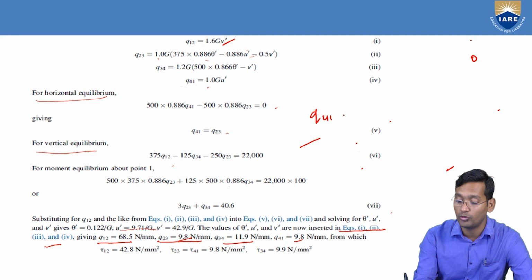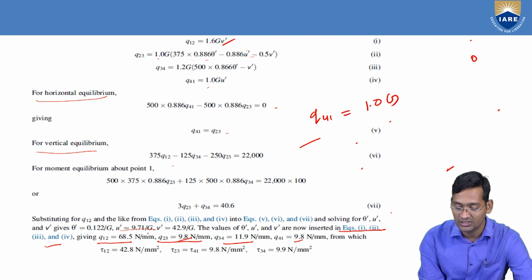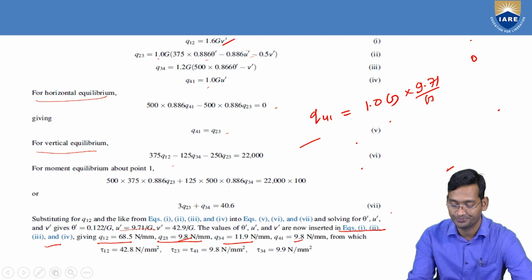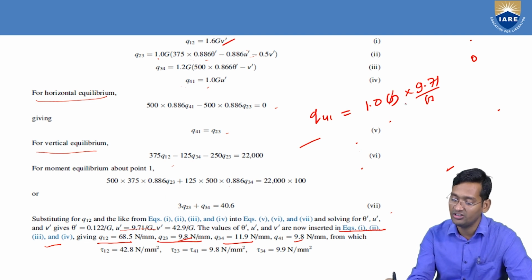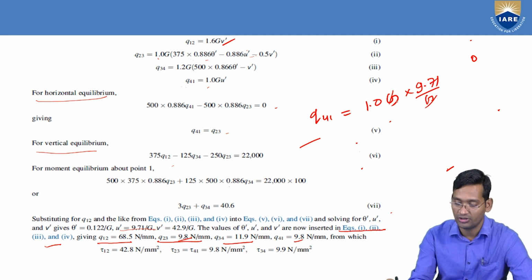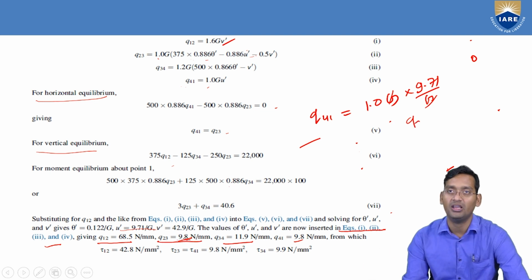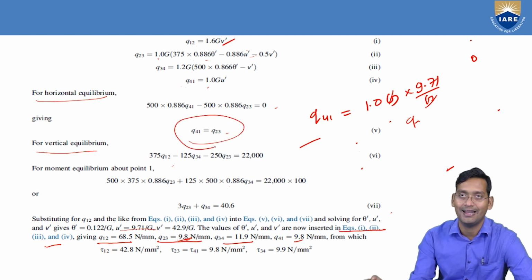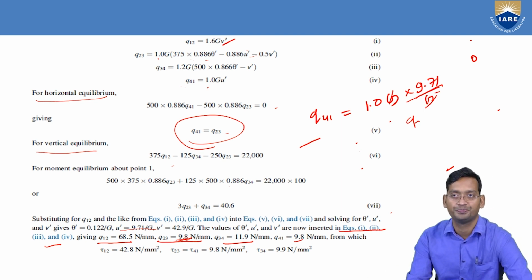So Q41 is equal to 1.0 G. What we have, U dash? U dash is just 9.71 by G. So into 9.71 by G. Right. So this G cancels. So almost what we have is the same as that 9.8. That is approximately the same. Okay. So this also you can say is the same. This is also an approximate value, and what we have taken as 9.8 is the approximate value.